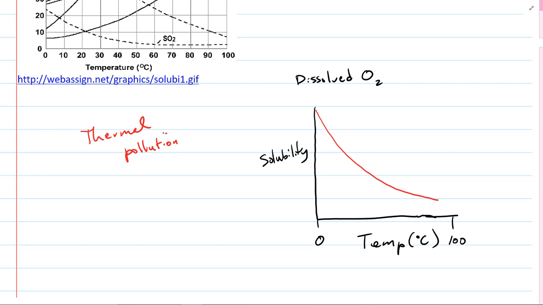Thermal would refer to heat. So this is actually heat pollution. This is not when we talk about global warming or climate change or anything. This is different. Thermal pollution is something that happens when we look at bodies of water.